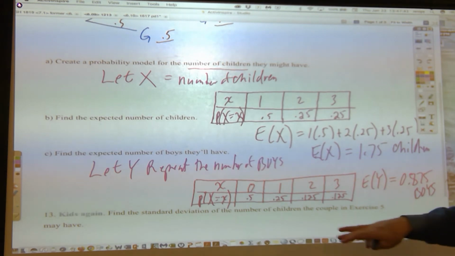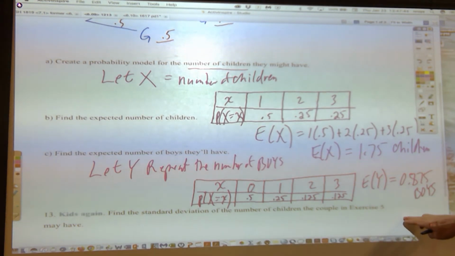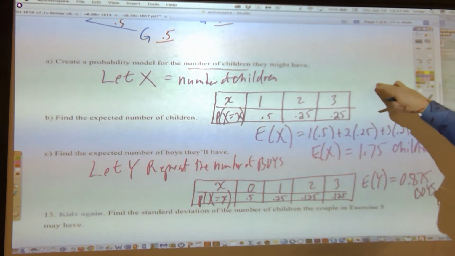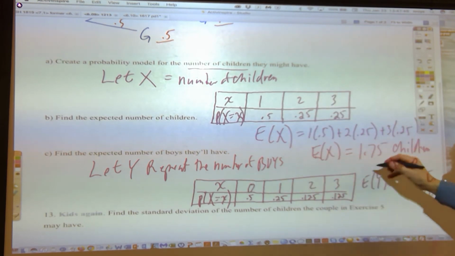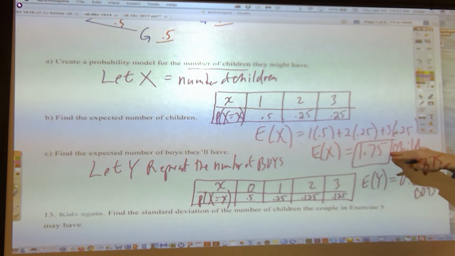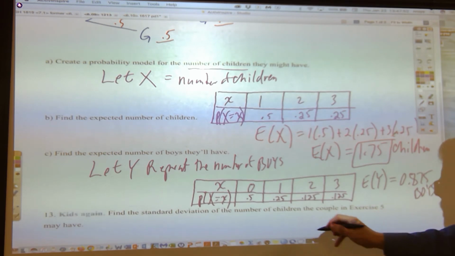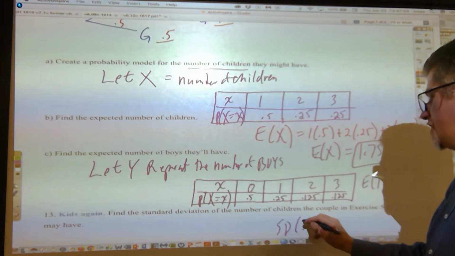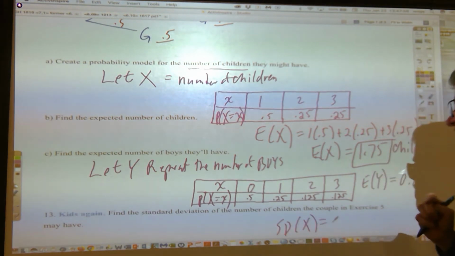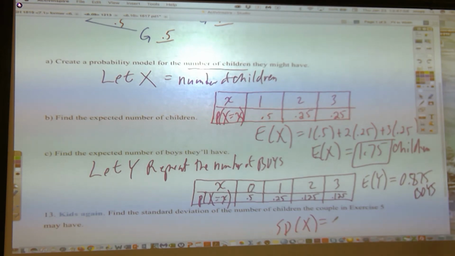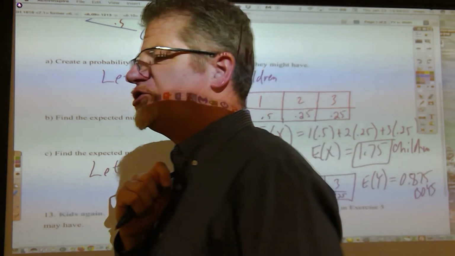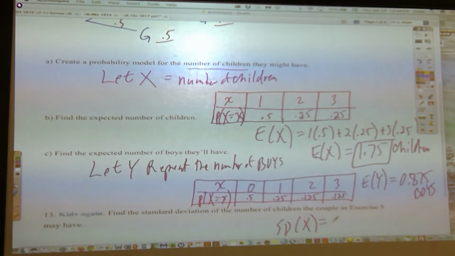All right, so now in problem 13, we swing back to number of children, so we swing back to part B. Let's store that 1.75 into M, because we need to find the standard deviation of random variable X. So please complete problem 13 using your calculator in the store M sequence.